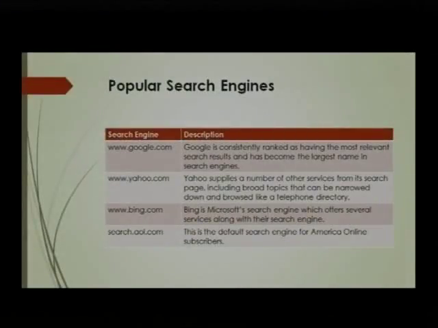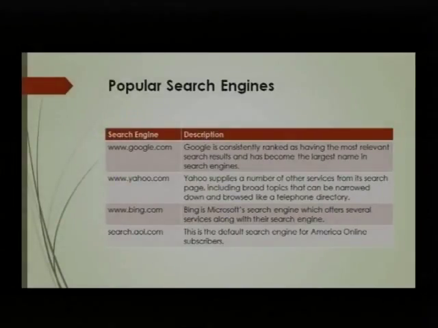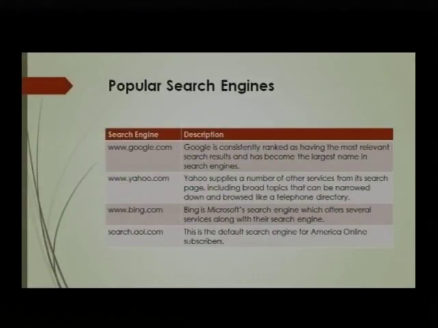So Google has become the term for search. If somebody says Google, it is an obvious term for searching. It has become like that because it will produce the most relevant results, and it is very fast. It will return the results in a flip of a second. Okay. And Yahoo.com. Yahoo supplies a number of other services from its search page, including broad topics that can be narrowed down and browsed like a telephone directory.